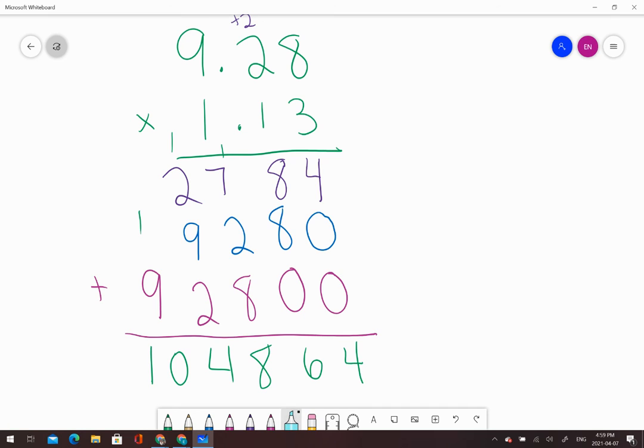Now, to determine how many decimal places I have, I just need to look after each decimal how many digits appear. In this case, 1, 2, 3, 4 digits are after a decimal. So I'm going to start here at the end, and I'm going to move my decimal 1, 2, 3, 4 spaces from the right and put my decimal there.